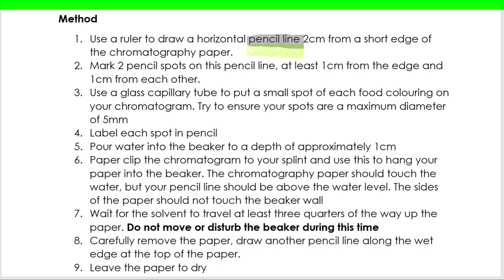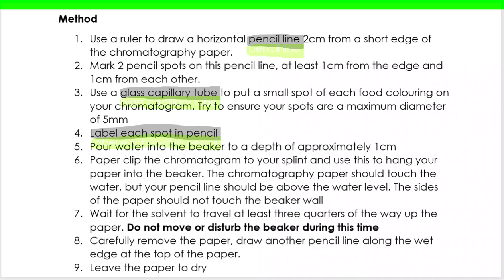So we are drawing a horizontal pencil line 2 centimeters from the edge of the chromatography paper. Why would we draw it in pencil, not pen? Well, I'm going to talk about that later in the video, but you must remember it's a pencil line that you draw across. We use a glass capillary tube. These are incredibly narrow tubes, which allows us to get very small sample sizes for what we're analysing. Actually it gets a lot harder to analyse a chromatogram effectively the more sample that we use.